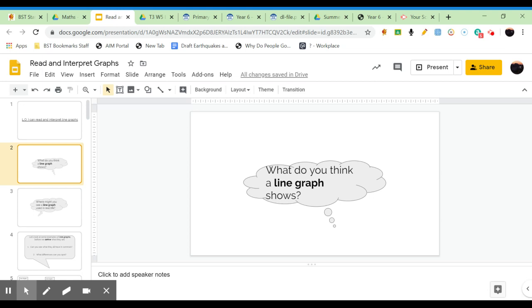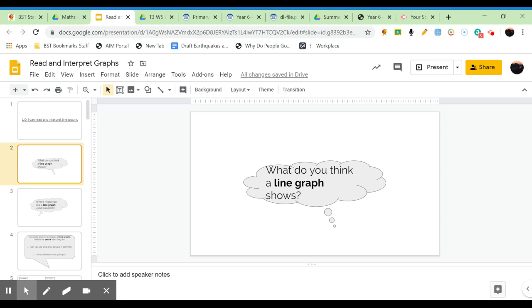You will find that question on your Google form that you're currently using at the moment. Please go back and answer that very quickly. Don't spend too long thinking about it, but what do you think a line graph shows?